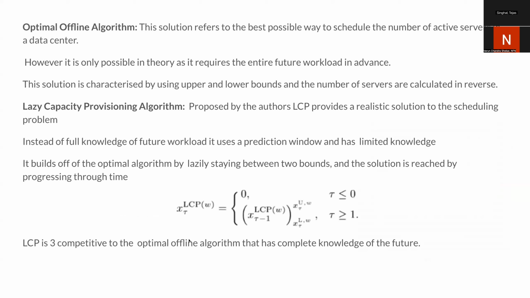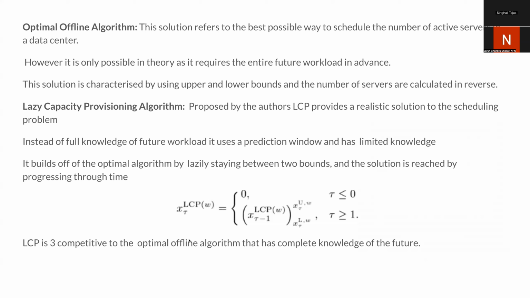The optimal offline algorithm is the base model which is used to get to the approach that is proposed by the authors. The optimal offline solution refers to the best possible way to schedule the number of active servers in a data center. However, this is only theoretically possible as it requires the entire future workload knowledge in advance.